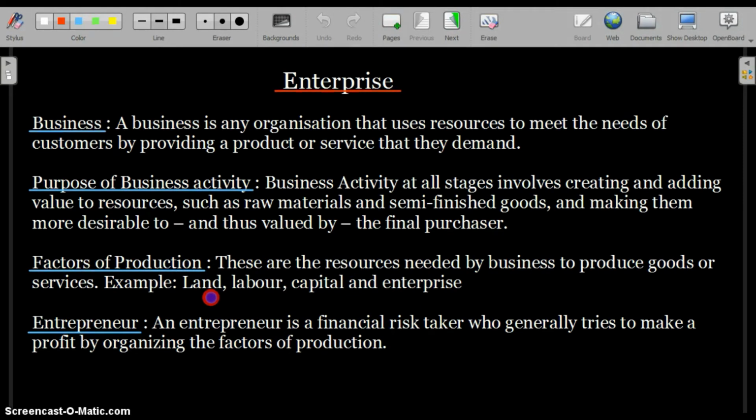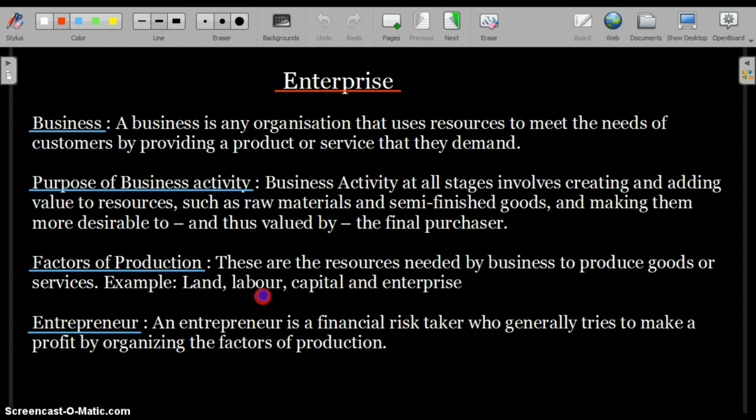Land is the basic area where the business is located. It should be close to customers, it should be close to raw materials, it should have basic infrastructure facilities. We discuss more about land in the operations chapter, where we discuss location.